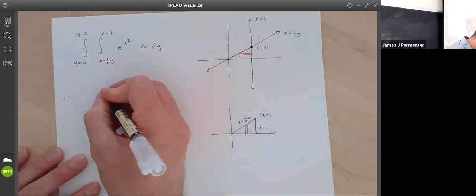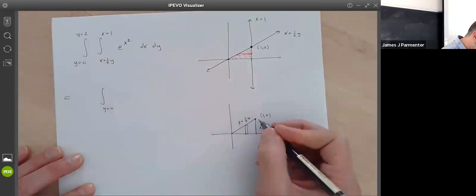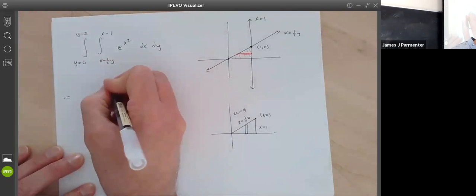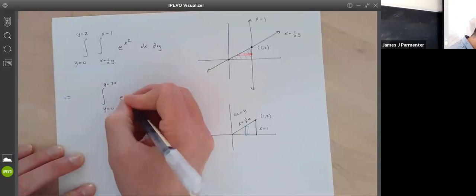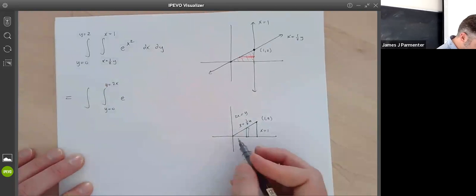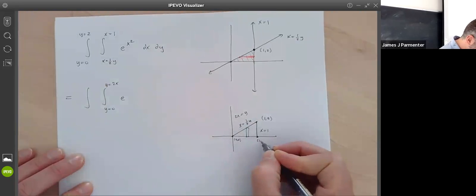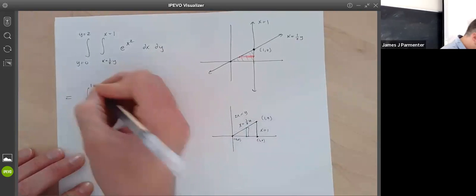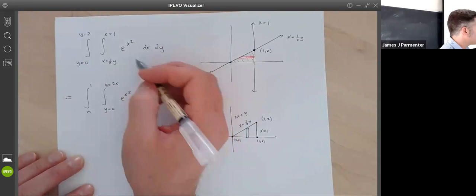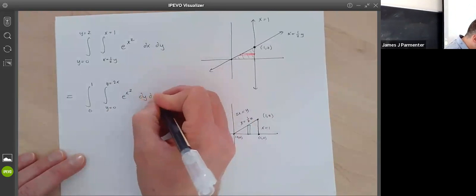My inner limits of integration go from as low as y equals 0 to as high as y equals 2x. And then my outer limits of integration are, well, this strip goes as far left as x equals 0 and as far right as x equals 1. And my integrand doesn't change, but my dx dy order does change, right? It goes from dx dy to dy dx.